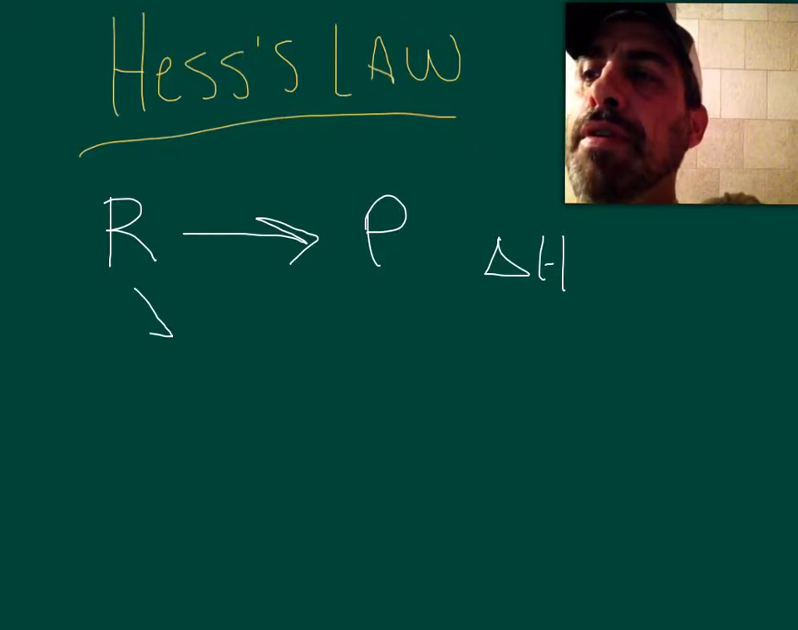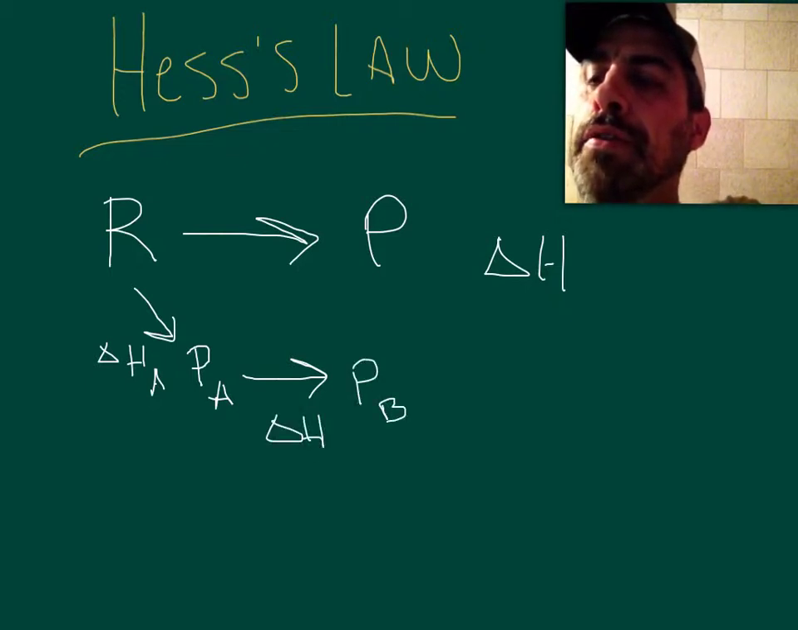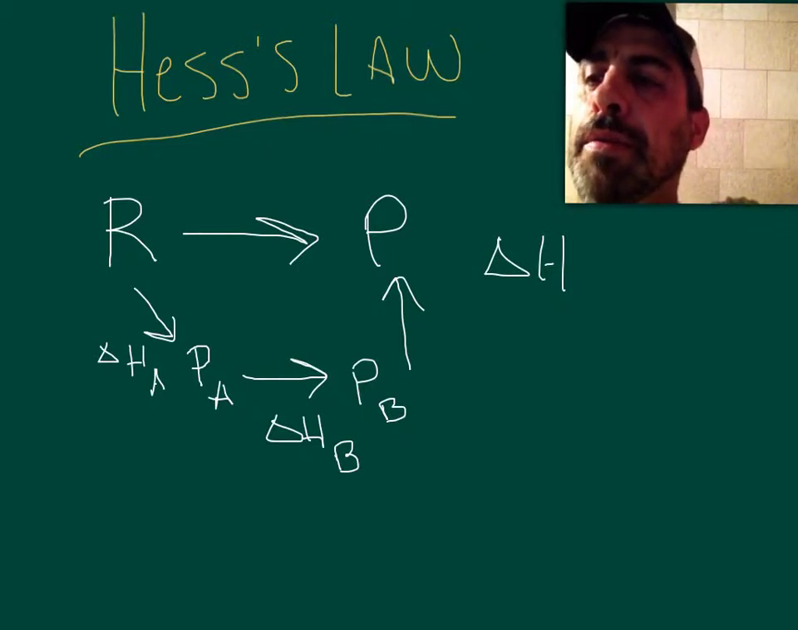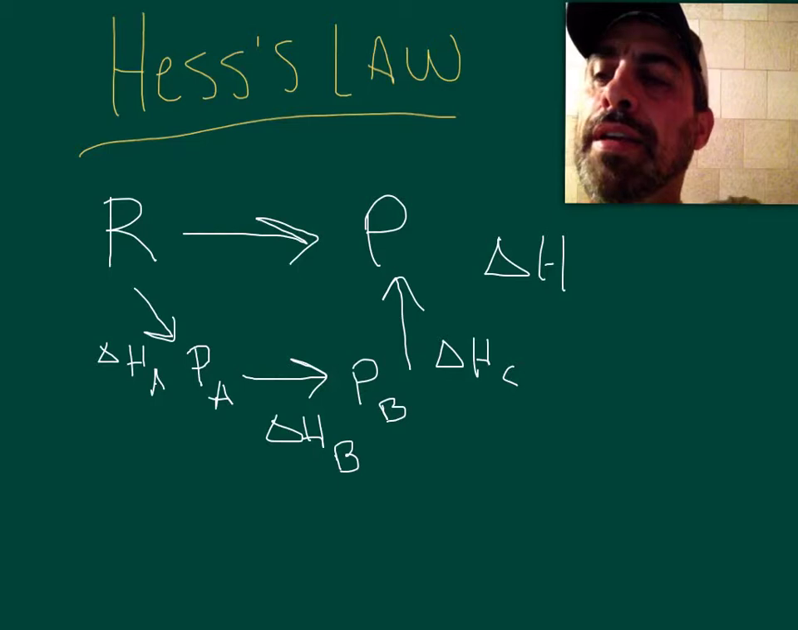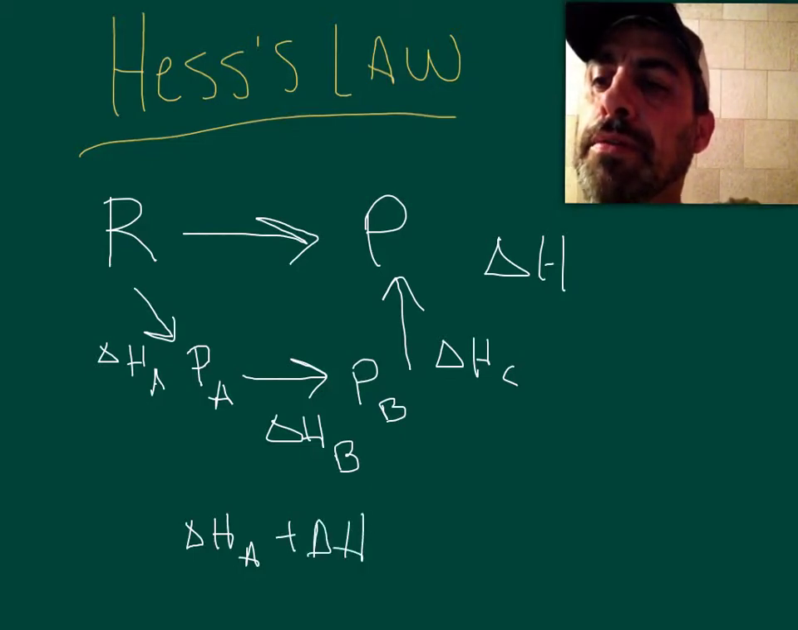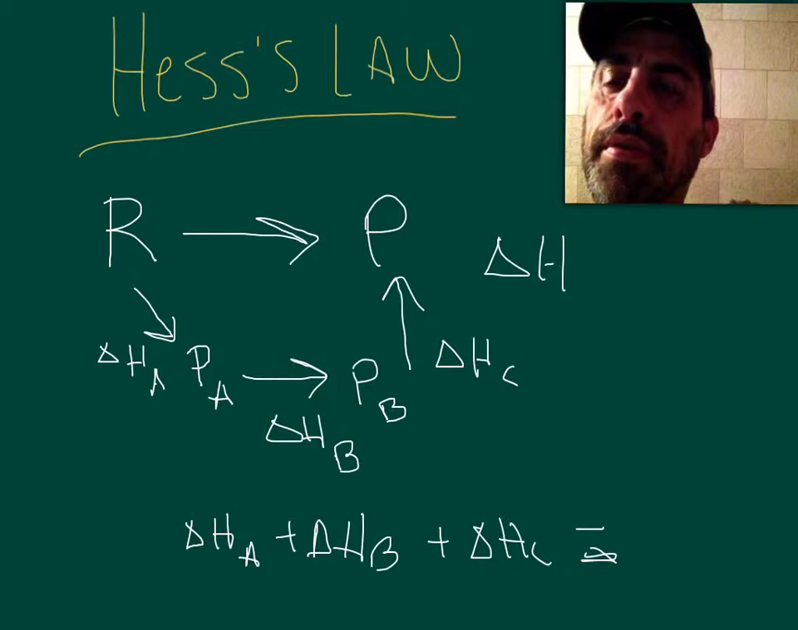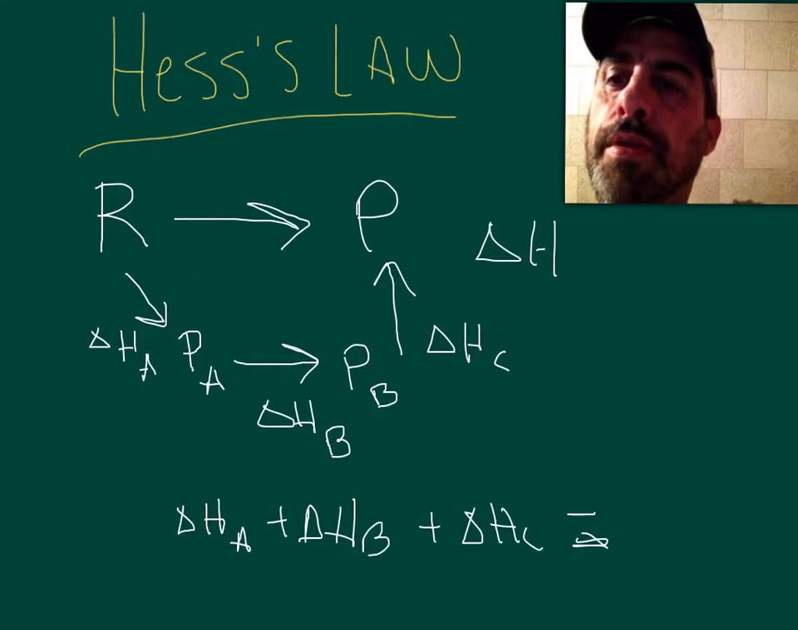So, we can have some other reaction pathways, maybe that produce product A, that has a delta H A, and then some other reaction turns product A into product B, and there's a delta H for that reaction, and there's a reaction for product B that produces the product that we are desiring in this reaction, and there's a delta H, let's call that C, so basically delta H A plus delta H B plus delta H C equals delta H for our reaction.